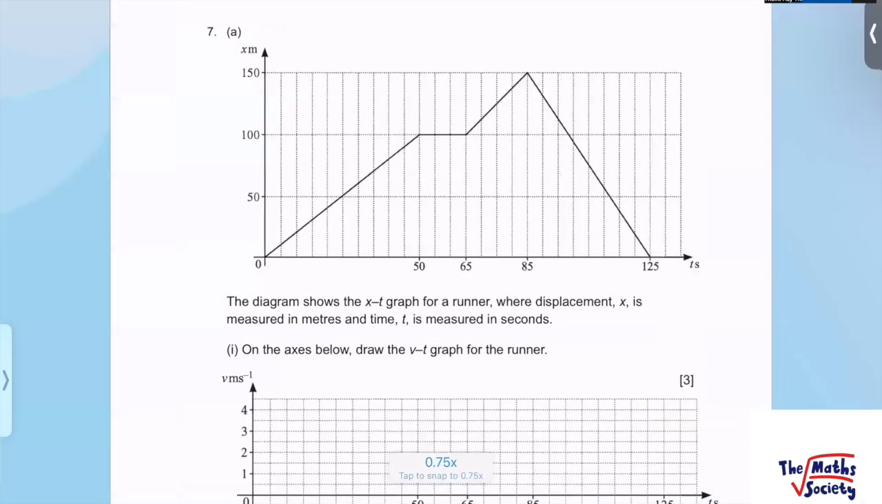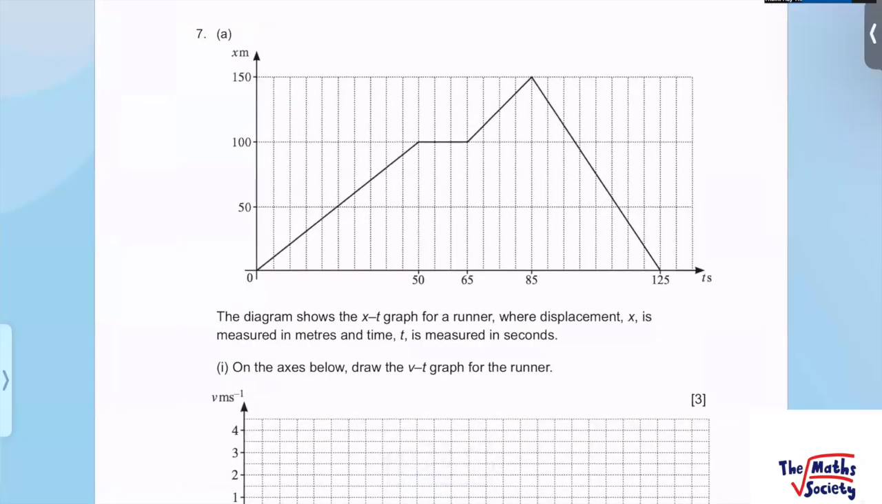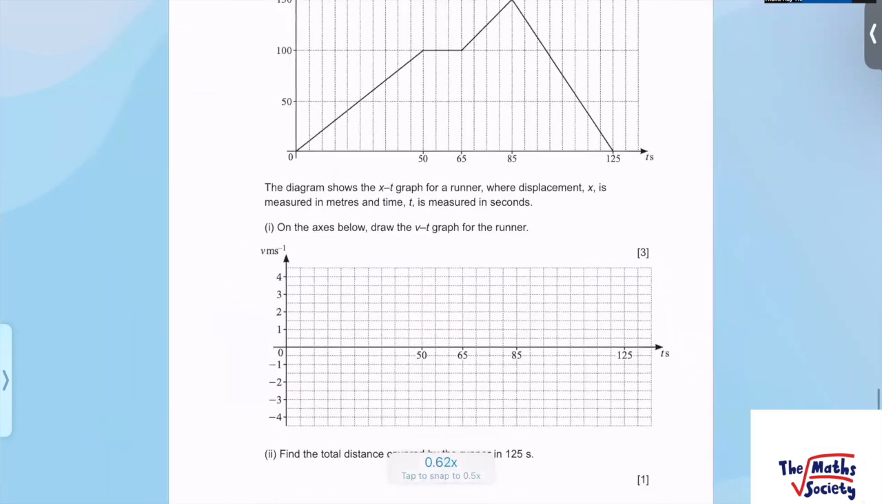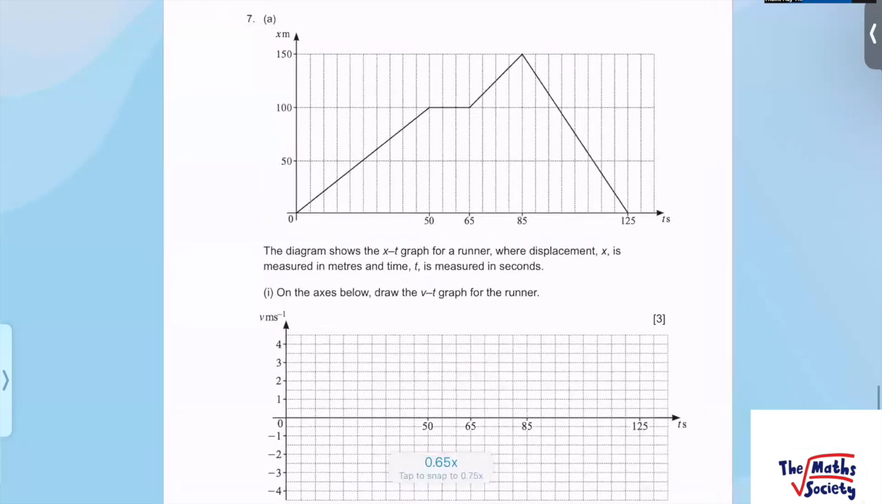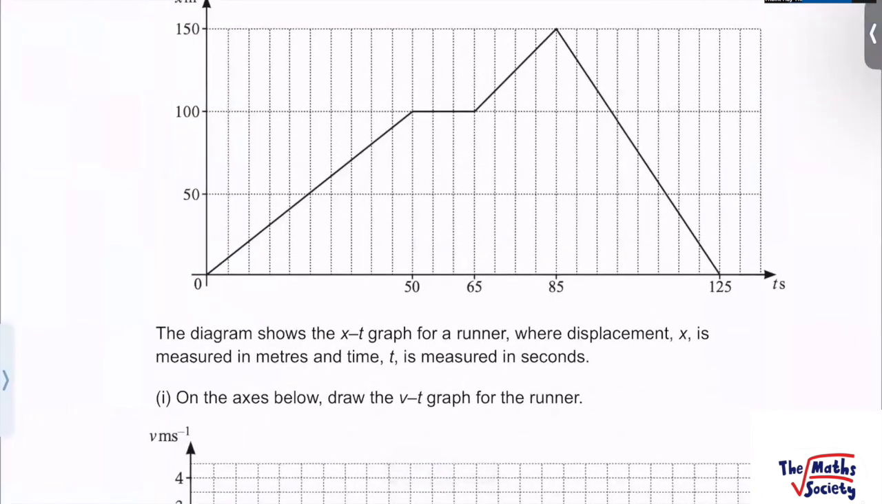Okay, so for number 7, the diagram shows the x-t graph for a runner where displacement x is measured in meters and time in seconds. You need to just draw the v-t graph for the runner. So this one is looking for the velocity in meters per second. We're just going to find the gradient m, which is the rise by run. So here we have 100 by 50, it's going to be 2 here. This one's 50 by 20.